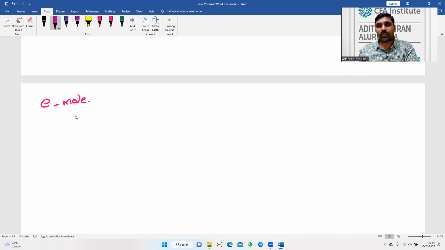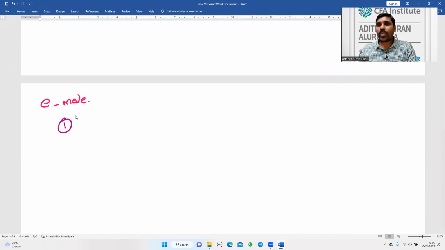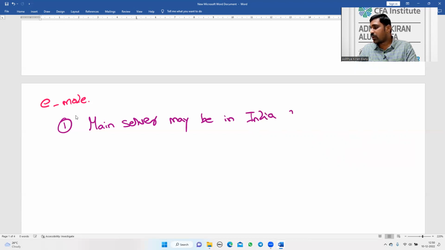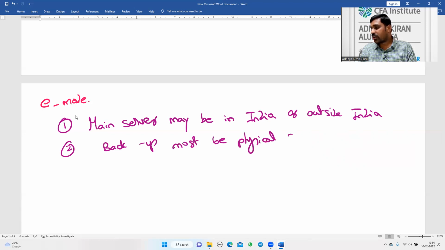If the books of accounts are maintained in electronic mode, the main server may be in India or outside India. The backup server must be in India. Backup must be a physical server in India.